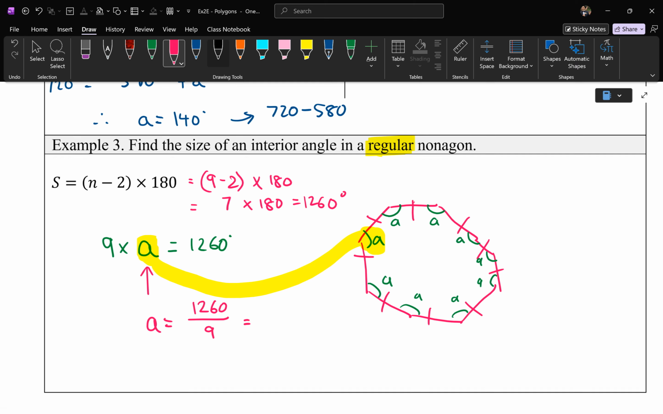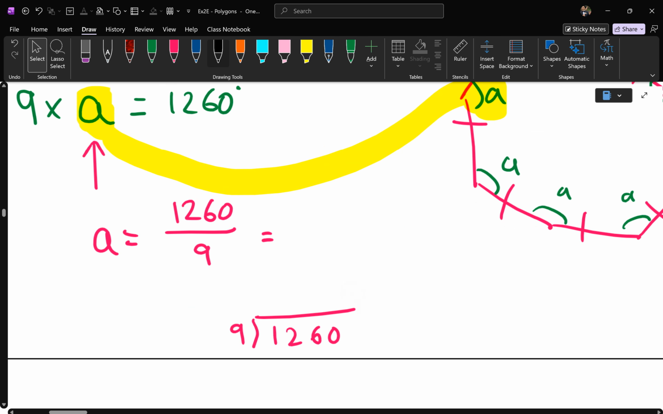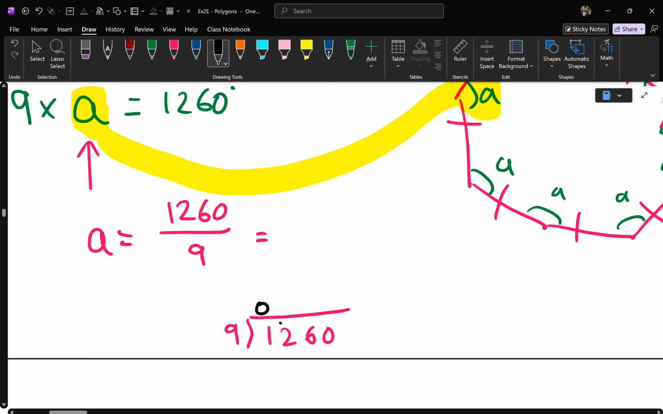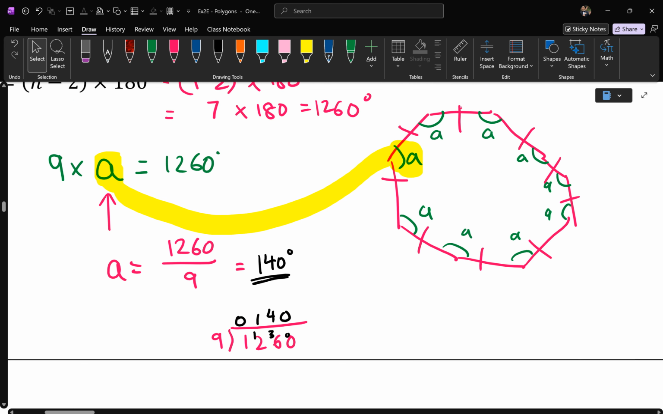Now you can do that on a calculator. You can do it by hand. Let's do it by hand to practice if you get it in a test. So 9 into 1,260. Let's work it out. How many 9s in 1? 0. So you carry the 1. Becomes 12 now. 9 in 12. 1 remainder 3. Carry the 3 over. So it's now 36. How many 9s in 36? 4. Remainder 0. So then how many 9s in 0? 0. So that means each one has to be 140 degrees.